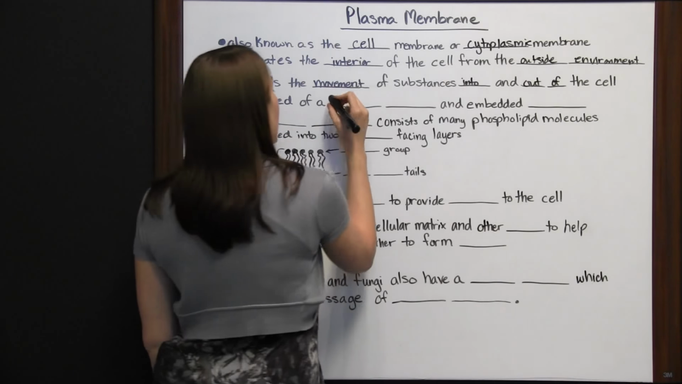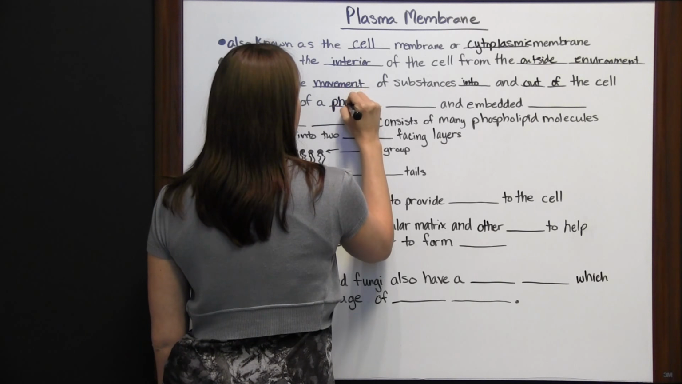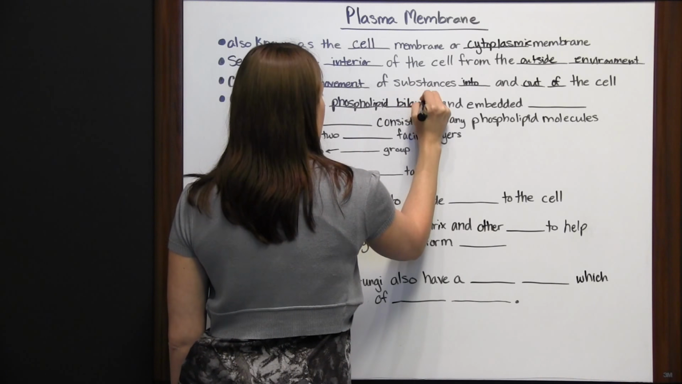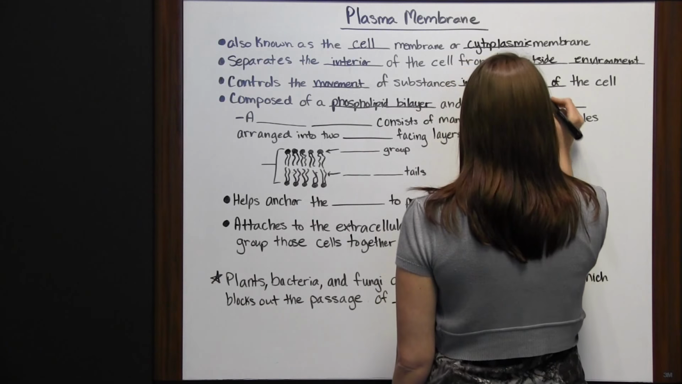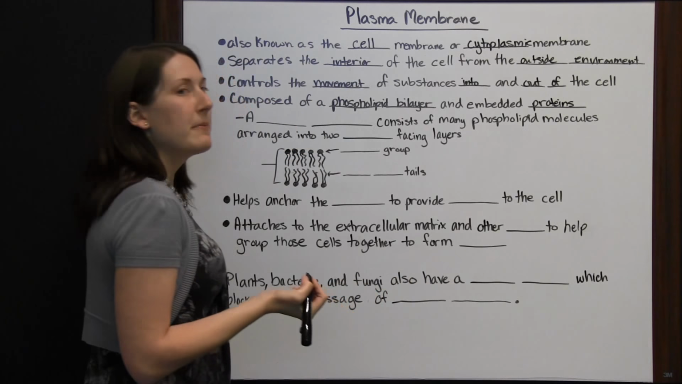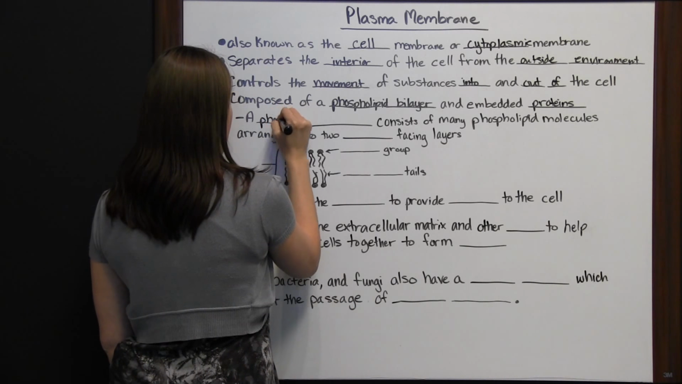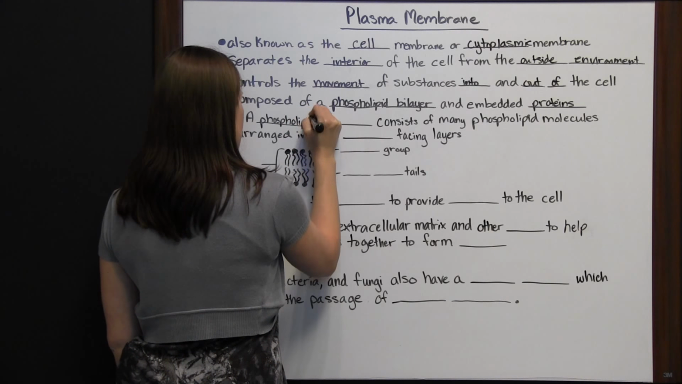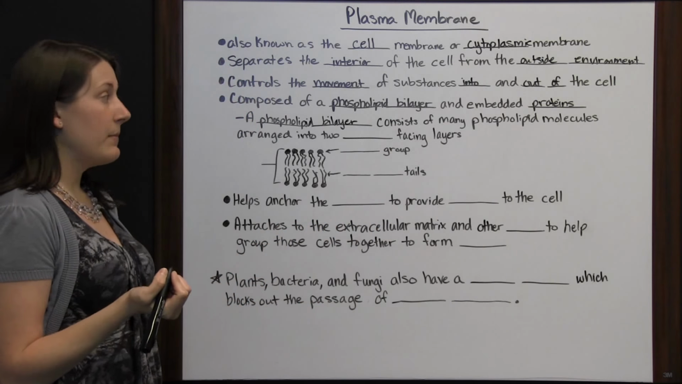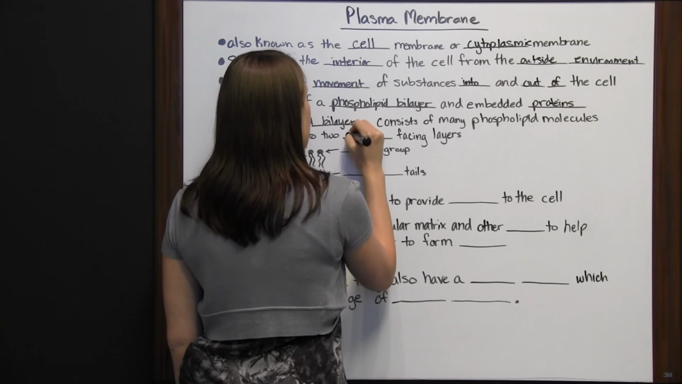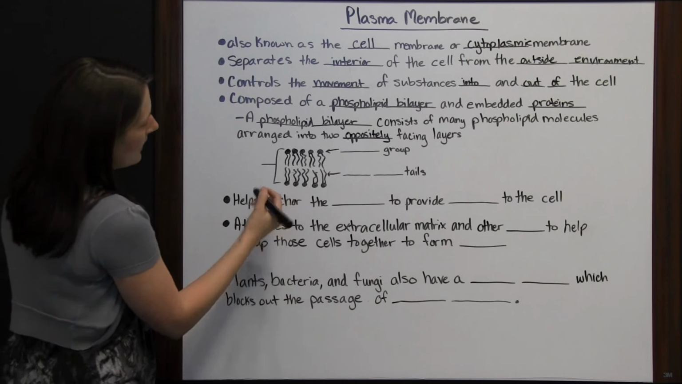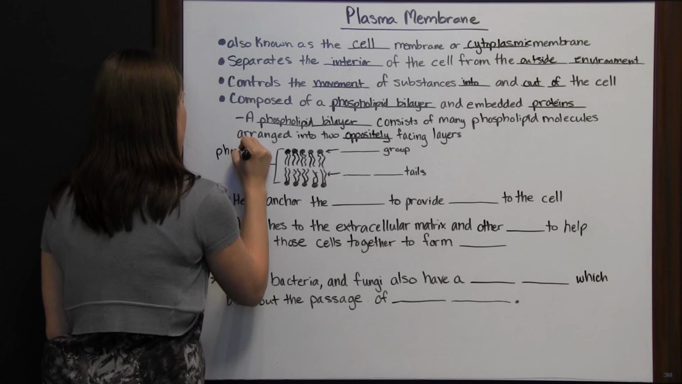And the plasma membrane is composed of a phospholipid bilayer and embedded proteins. Now, a phospholipid bilayer you may not have heard of before. So let's describe it. The phospholipid bilayer consists of many phospholipid molecules arranged into two oppositely facing layers. So this thing here would be your phospholipid bilayer.